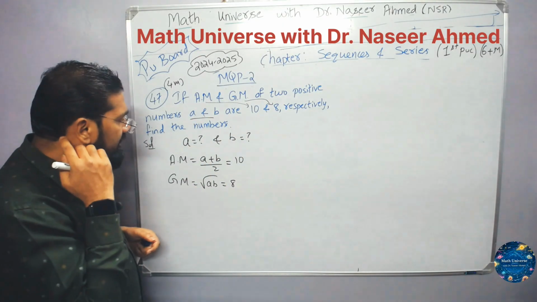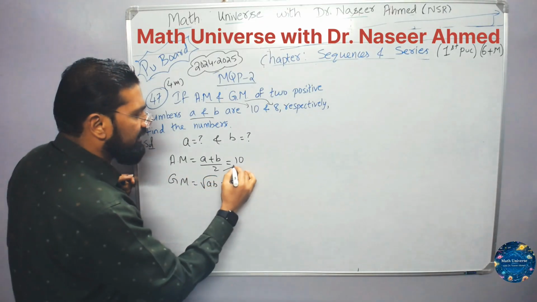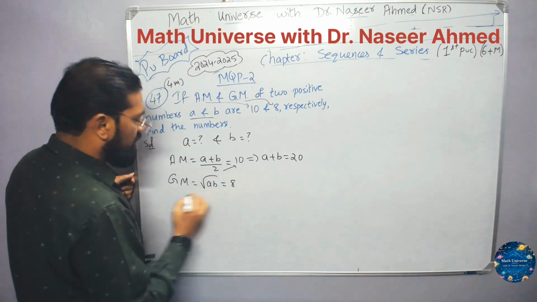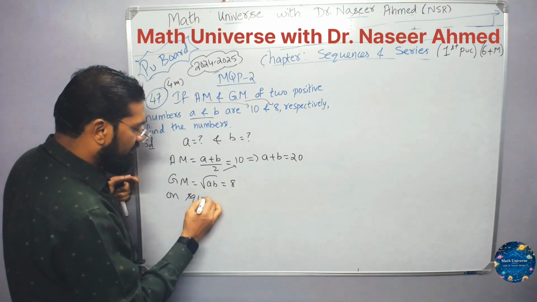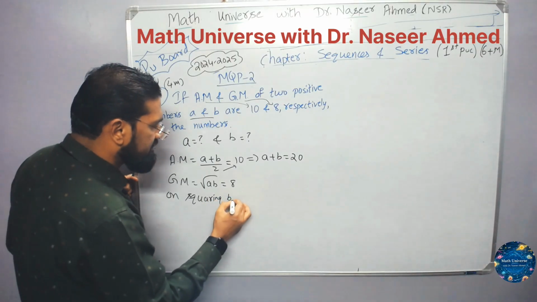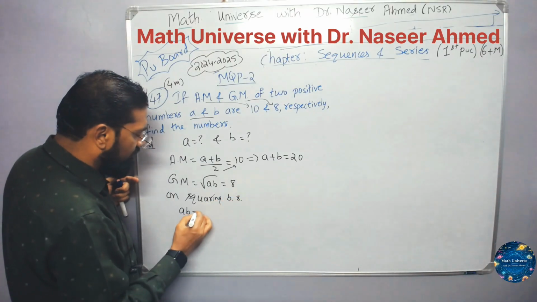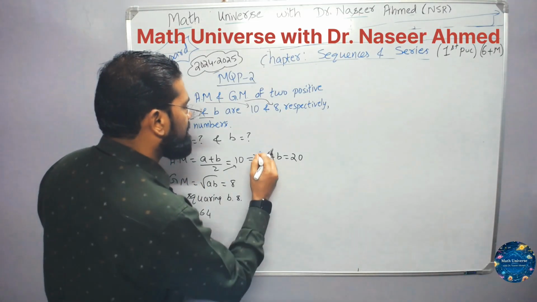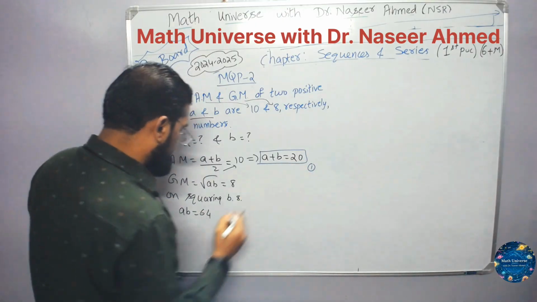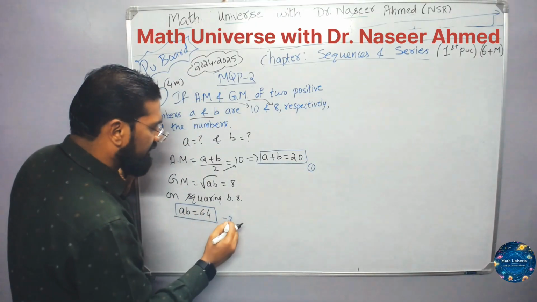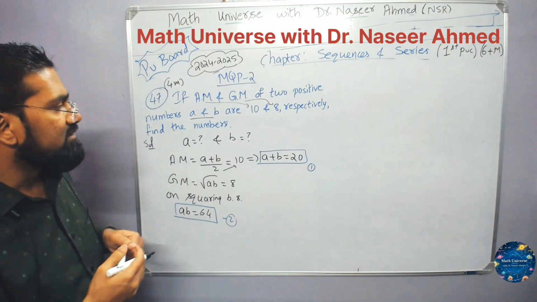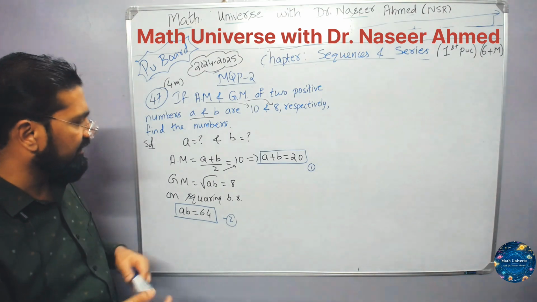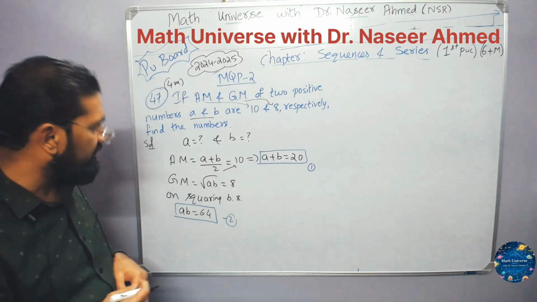Fine. Now let us proceed. If I cross multiply this, we are going to have A plus B is equal to 20. And on squaring both the sides, we are going to have AB is equal to 8 square, which is 64. So this is our equation number 1, and this is our equation number 2. We have to find A and B values. See, we can go for the substitution method also. I can just solve for B here and substitute here, and then we'll get a quadratic. That will be one method. Do we have some other? Just see.